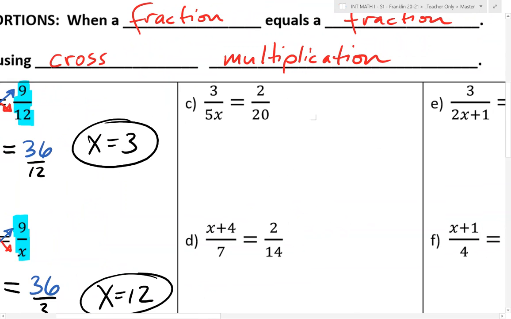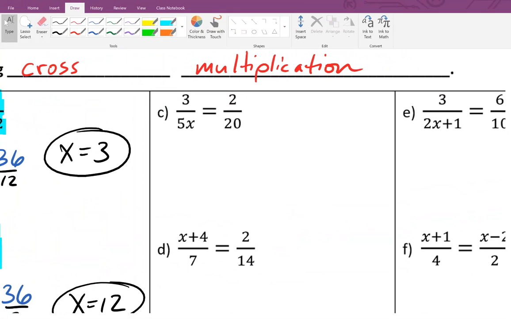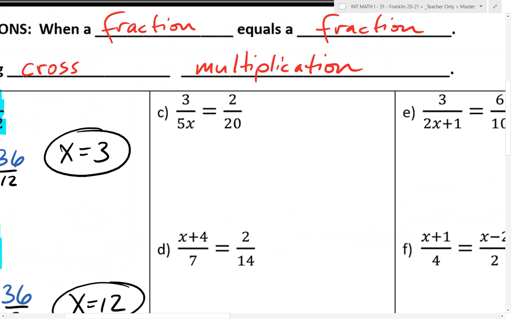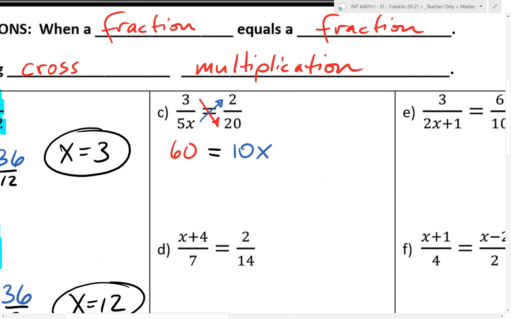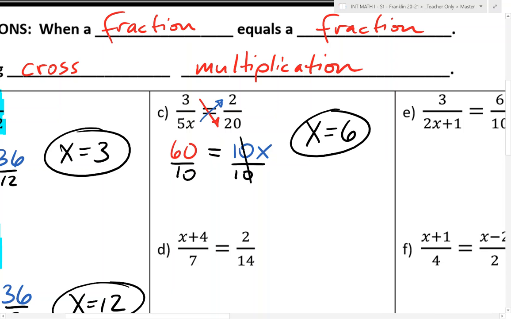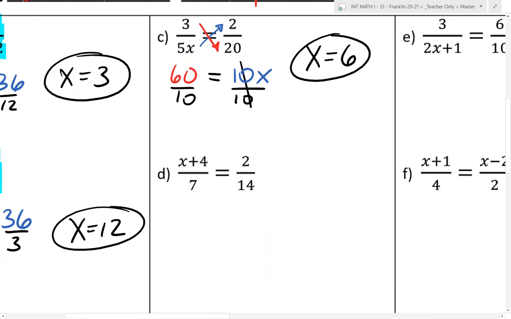Now, sometimes, like in example C, one part of the fraction won't just be x, it'll be an expression. Like here, it's 5x. It's okay, it works the same way. 3 times 20 is 60. 5x times 2 is 10x, right? 2 times 5 is 10, so 10x. Set these equal to each other. We'll divide by 10 to solve here, and 60 divided by 10 is 6. As long as you remember to go diagonally when you multiply, you should have no issues.